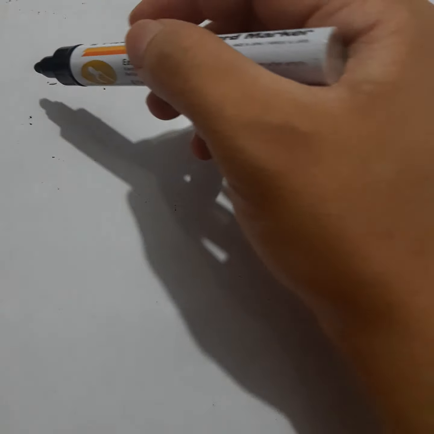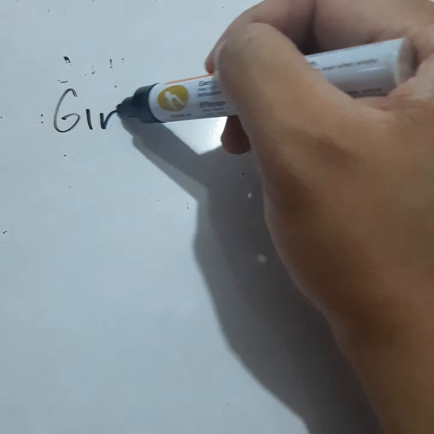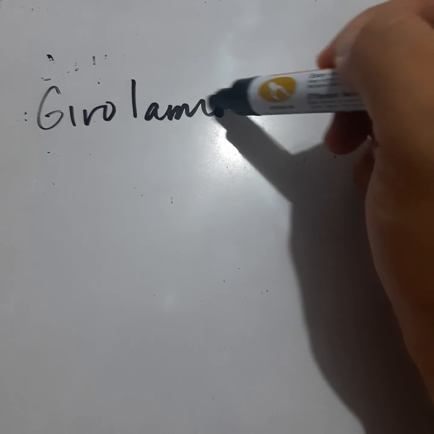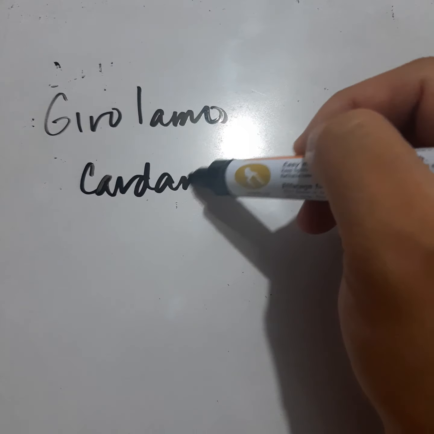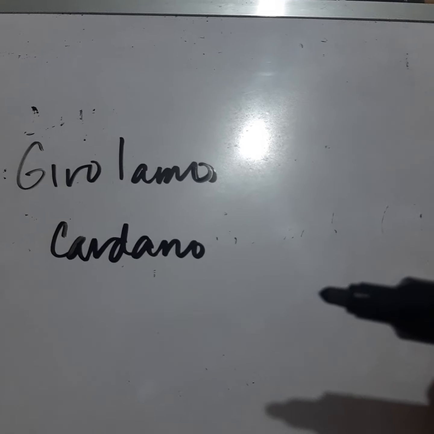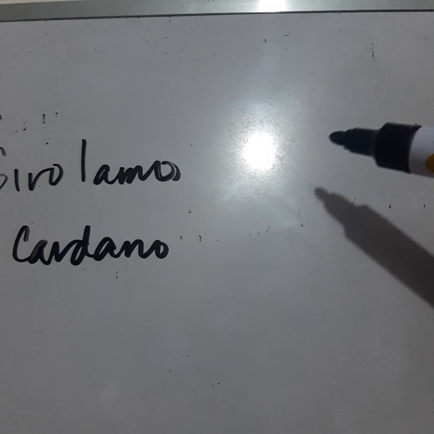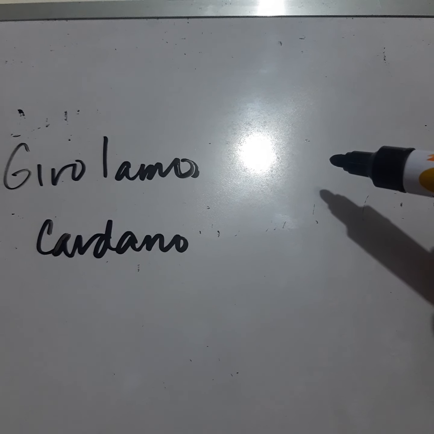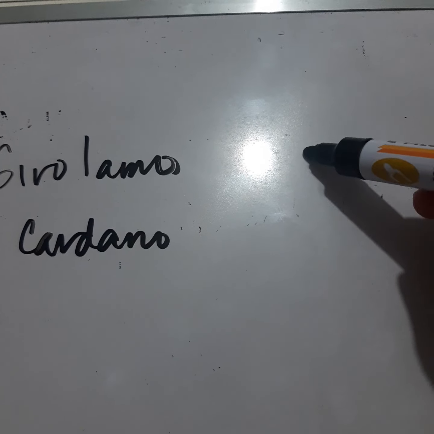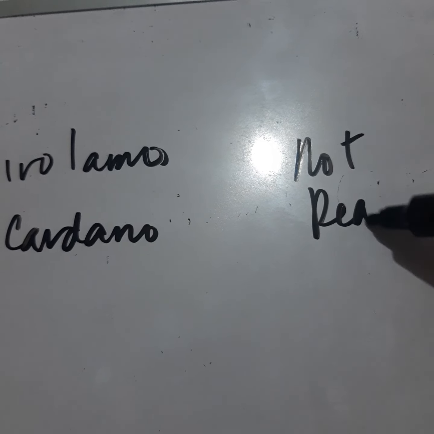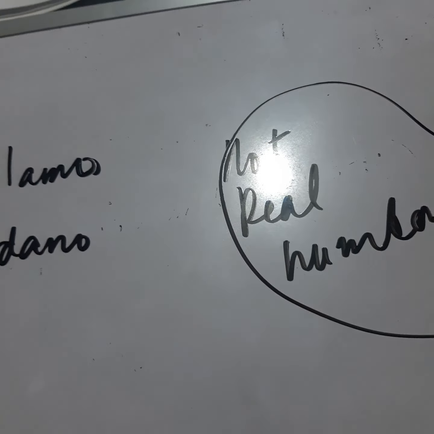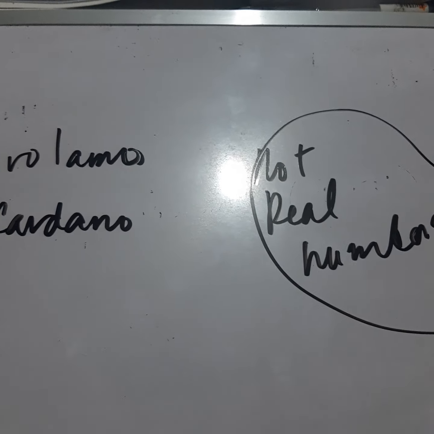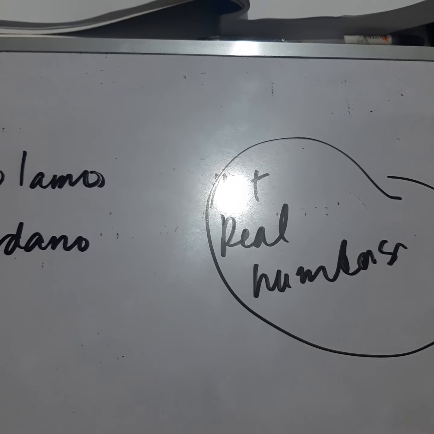Merong isang mathematician, ang pangalan niya ay Girolamo Cardano. Sabi niya, meron tayong mga solutions ng quadratic equations which are not real numbers. Sabi niya, there are solutions to some quadratic equations which are not real numbers.